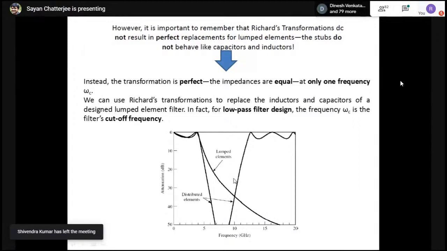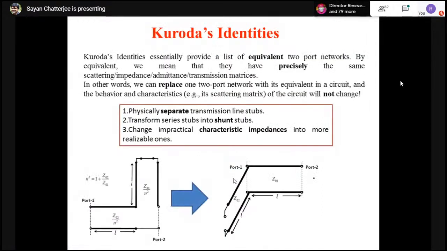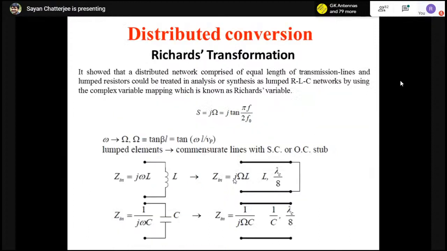Then there is another problem. From the previous figure we have seen that if I have to map an LCL filter, I have some series stubs and some shunt stubs. But if you see carefully, shunt stubs are easier to design than series stubs. We will see that later. But at the same time, there is another set called Kuroda identities. It basically tells you the transformation of one kind of circuit to another kind of circuit. What does that mean? Basically, there are two factors to consider.